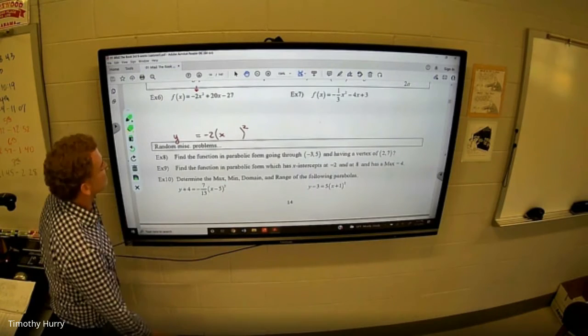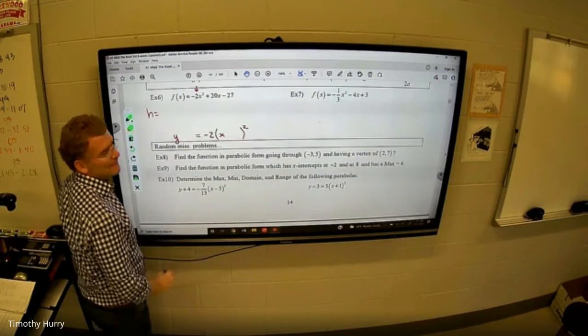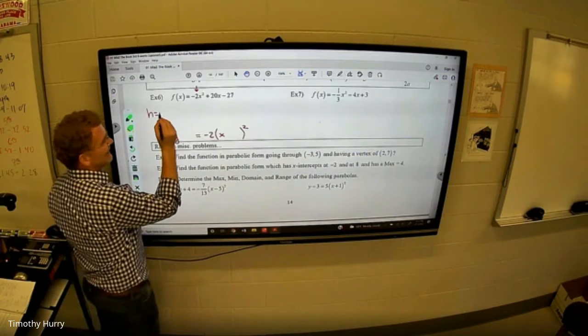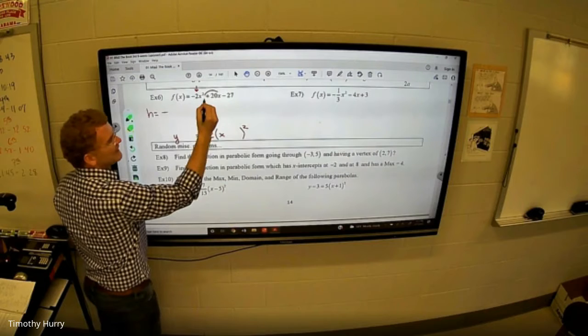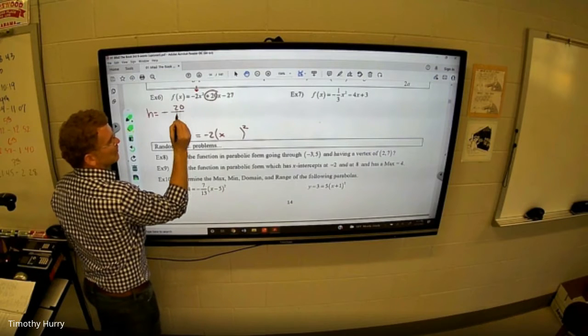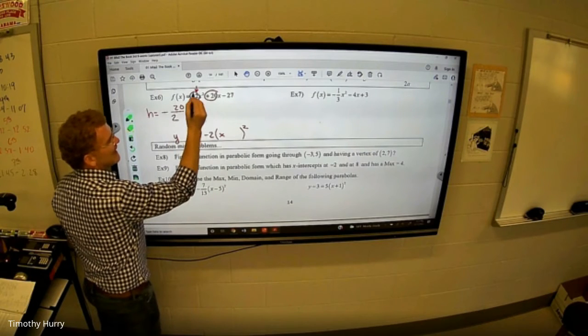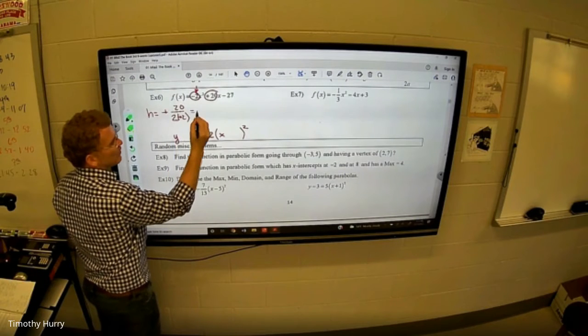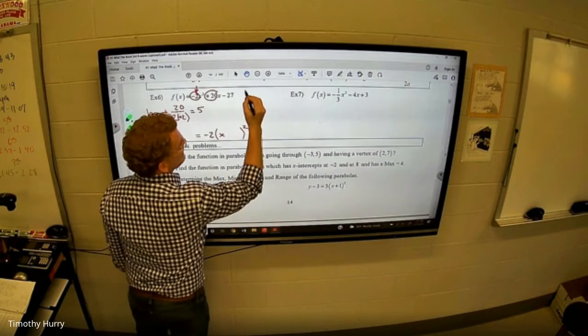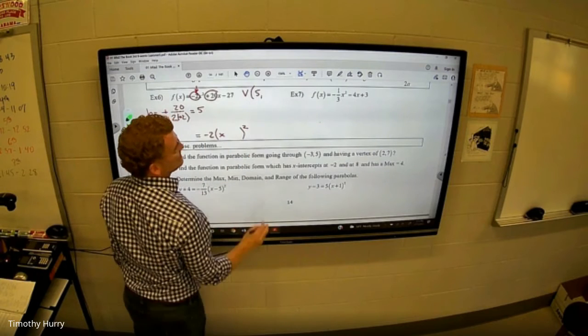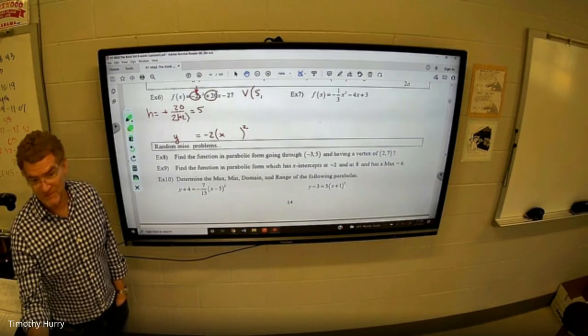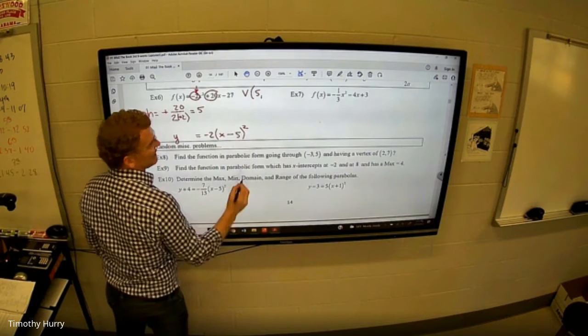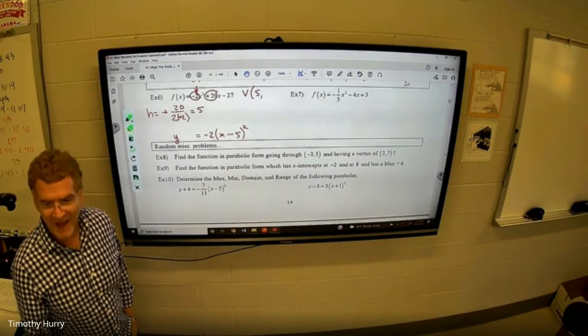So how do I find h? I am going to negate the b over twice the a. Two negatives make a positive. 20 over 4 is 5. I've got my x coordinate of my vertex, which if you want, you can go ahead and plug in x minus that, x minus 5. How do I find the y coordinate?